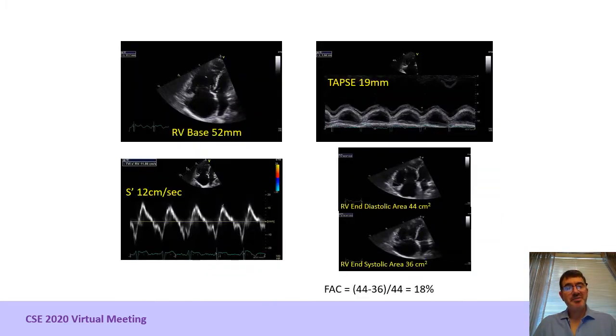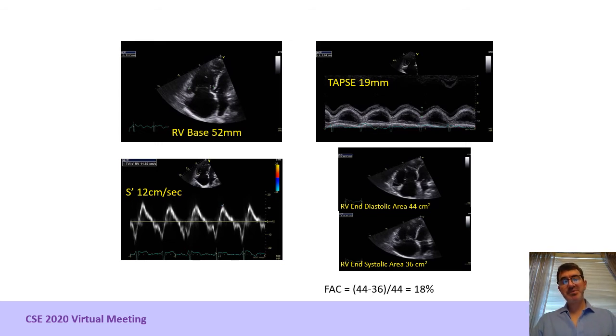Looking at the quantitative parameters, here at the upper left, we see the RV is in fact severely enlarged. But when we look at the motion, whether it's measured by TAPSE or S prime, these are in fact normal values. We all know that this ventricle looked severely dysfunctional, and if we were to calculate the RV fractional area change, we can see it's severely reduced at 18%. If we were to measure strain, similarly, this would have shown a severe reduction in strain.